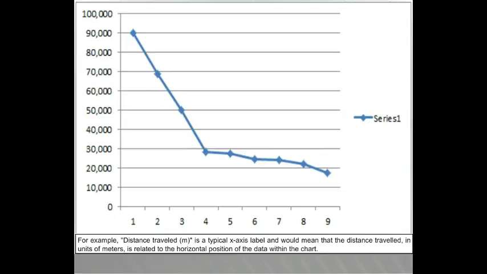For example, distance traveled (m) is a typical x-axis label and would mean that the distance traveled in units of meters is related to the horizontal position of the data within the chart.